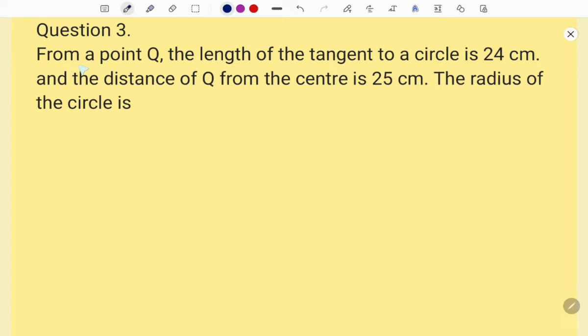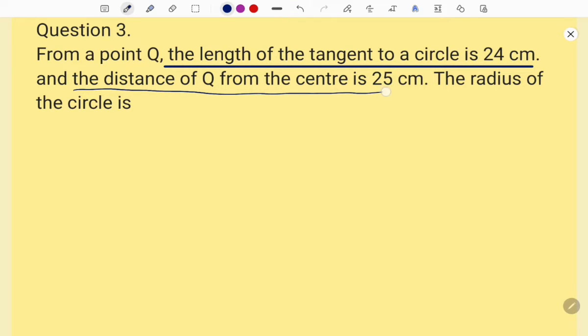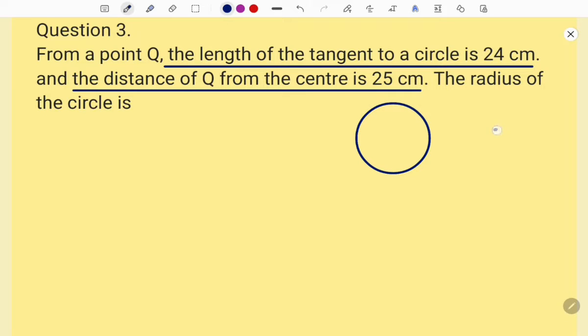Now question number 3. From a point Q, the length of the tangent to a circle is 24 centimeters, and the distance of Q from the center is 25 centimeters. Now find the radius of the circle. Suppose here I take one point Q. From Q, I run one tangent like this, and it touches the circle here. This is the L. It is given that L is equal to 24 centimeters. The distance of Q from the center is 25.